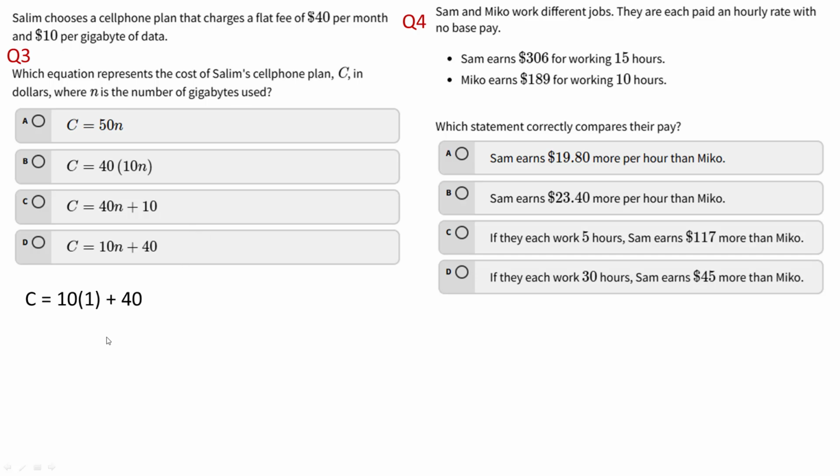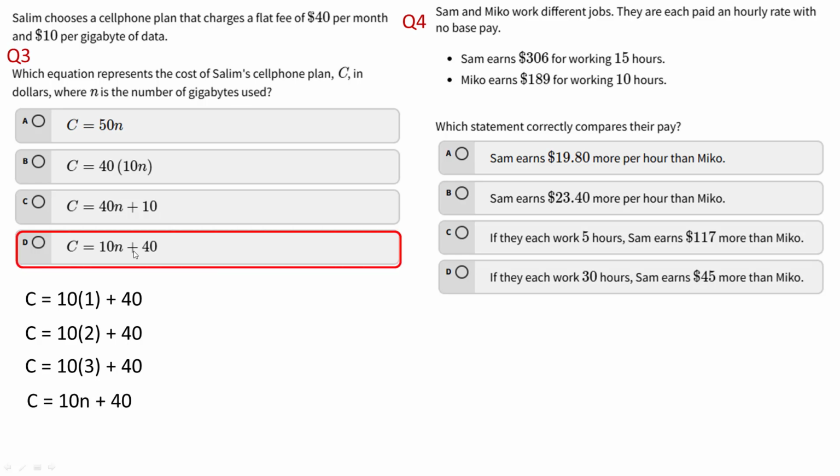For example, if we wanted the cost if you use 1 gigabyte of data, it would be 10 times 1 plus the 40. If we wanted the cost of 2, it would be 10 times 2, because he's paying $10 for each of those 2 gigabytes of data he uses, plus 40. If he had 3, it would be 10 times 3. What I'm trying to model here is that the expression for the cost is 10 times the number of gigabytes used plus the fixed amount, 40. So that's the formula, D, for question number 3.